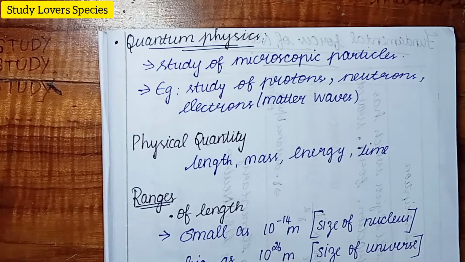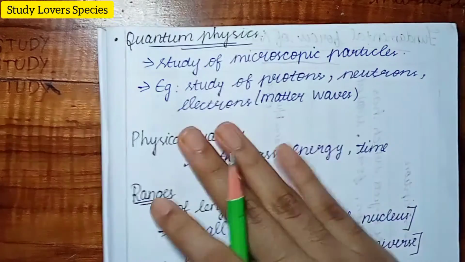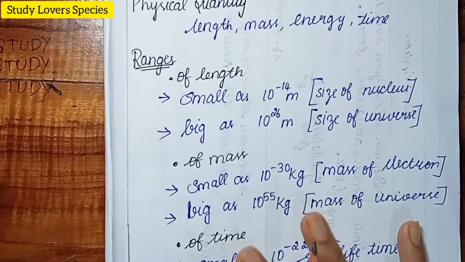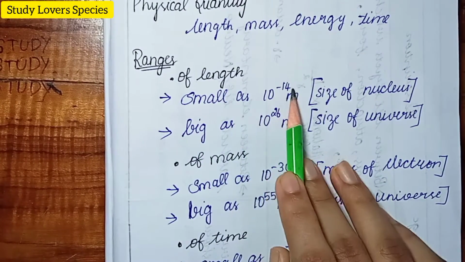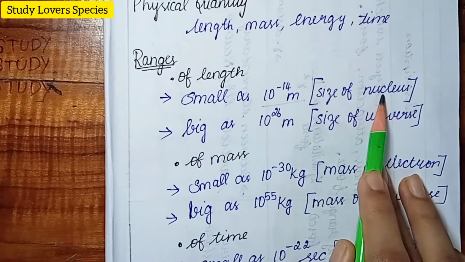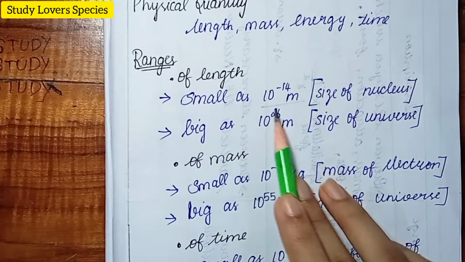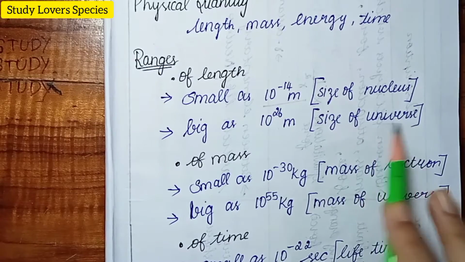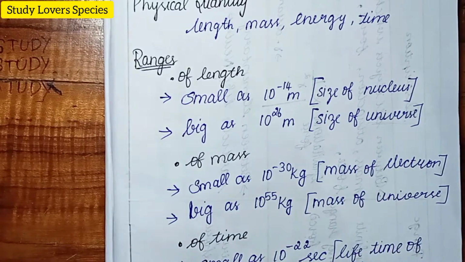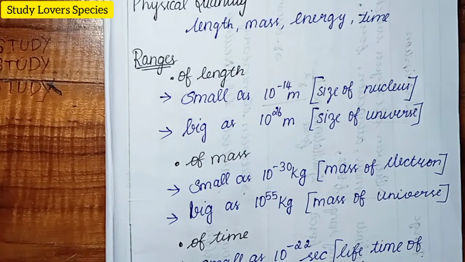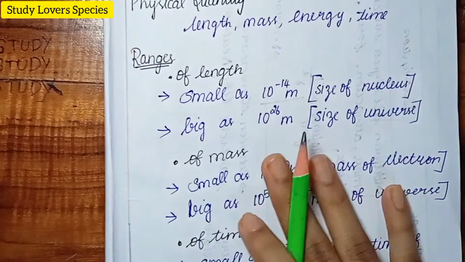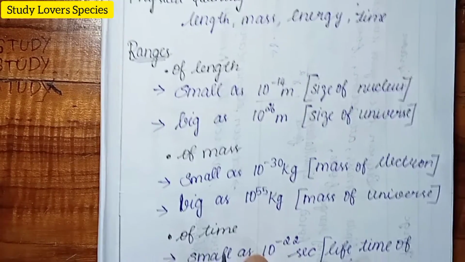Okay, next we have physical quantities. We know, right? Physical quantities: length, mass, energy, time. These are what we call physical quantities. Now let's see the ranges of length. Length is as small as 10 power minus 14 meter. This is the size of a nucleus. As big as 10 power 26 meter. This is the size of the universe. Okay, the size of the universe may differ according to present time. At present, the universe size is 10 power 26 meter.